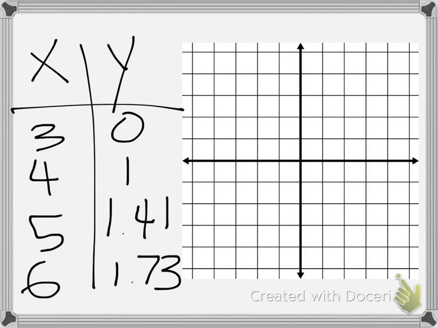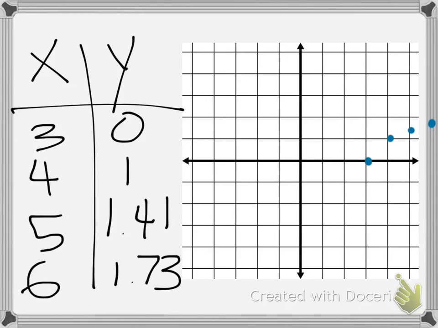So now I have set up my graph and transferred over my table with all the inputs and outputs, and now I'm going to plot the different points. So the first one being 3, 0, the next one being 4, 1, the next one being 5, 1.41, so roughly around there, and then lastly 6, 1.73, so roughly around there.